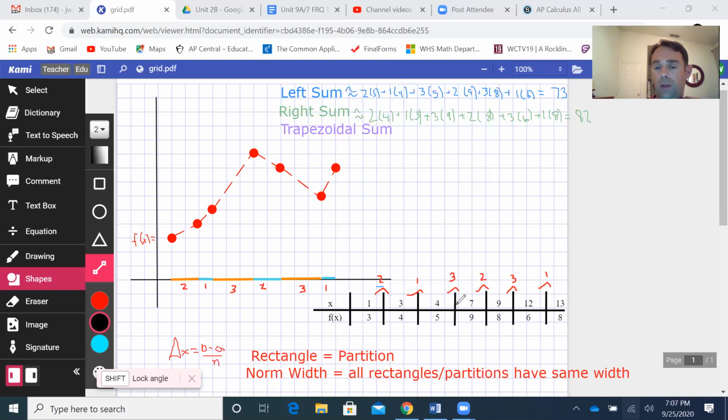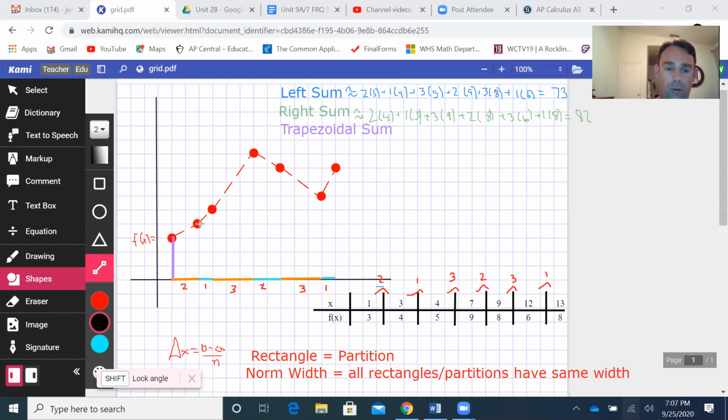In this case, it would be 13 minus 1 divided by 6, because I have 6 rectangles. 13 is my largest x value, 1 is my smallest x value, and I divide by 6 because I had 6 rectangles. But that's not what we have here. But what mathematicians found out is they said, wait a second. It's all right for us to use rectangles, but another geometric shape that might be a little bit closer would be a trapezoid.